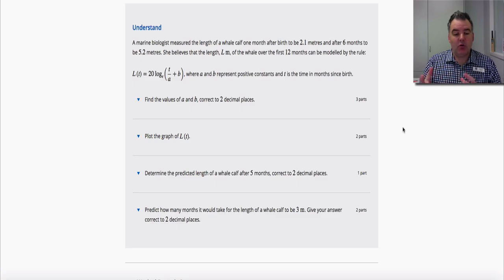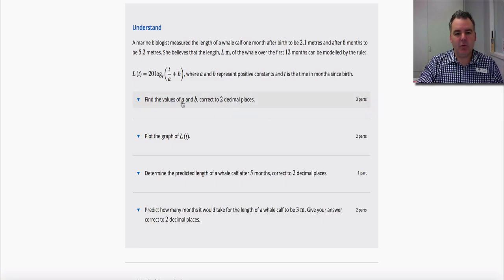So we've got this logarithmic equation here, 20 log base e, so ln, of t over a plus b, where a and b represent positive constants. Now, you would not be asked to draw this kind of graph because it's a little bit outside the syllabus. This 20 here at the start just stretches it up. But you wouldn't be asked to draw this one. So there's a lot of technology going on in this particular example, so I'm going to show you the answer.